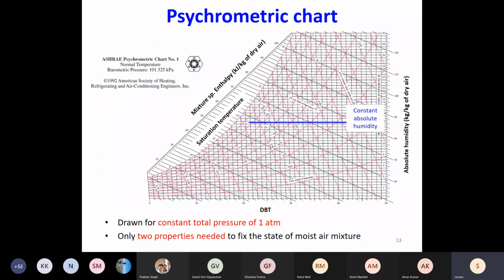Okay, so now let's look at the psychrometric chart. The psychrometric chart will have the pressure mentioned, what pressure has been used to make this chart. So on the x-axis, we have something called the dry bulb temperature, which is nothing but the temperature of the air.